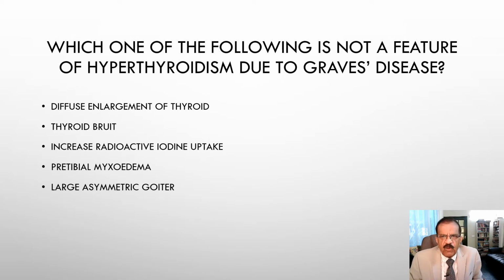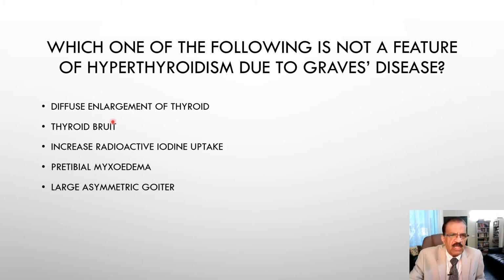Which one of the following is not a feature of hyperthyroidism due to Graves' disease? If you remember, hyperthyroidism may be due to Graves' disease, may be due to toxic adenoma. A transient hyperthyroidism may occur due to thyroiditis, or sometimes a nodule may start functioning, producing thyroxine in multinodular goiter also. So various types, but we are talking about Graves' disease now.